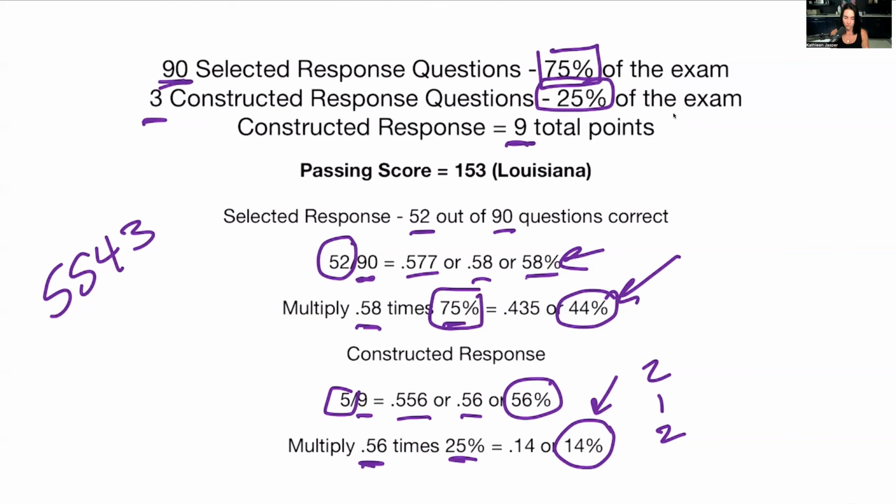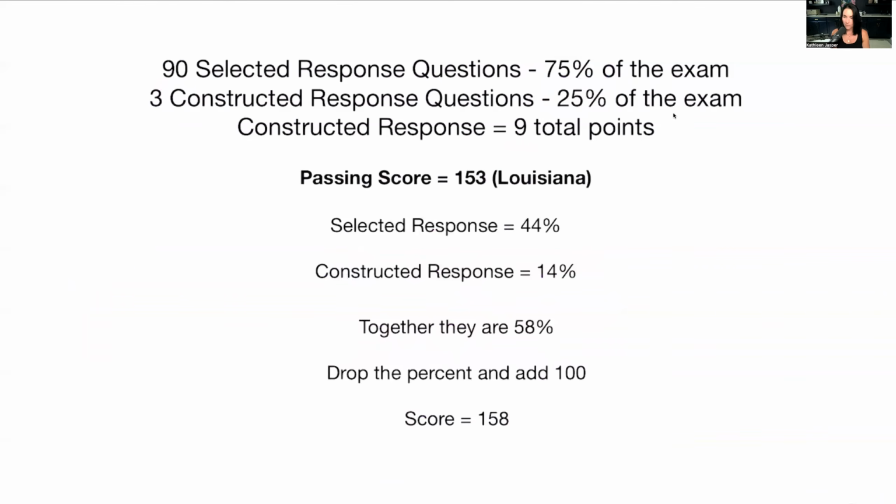These are the figures I'm going to use. Now, what do I do next? Well, I take my selected response total percentage that I just calculated, and I take my constructed response total that I just calculated. I add them together and I get 58%. Now I can drop the percentage, add a 100, and I get a 158.